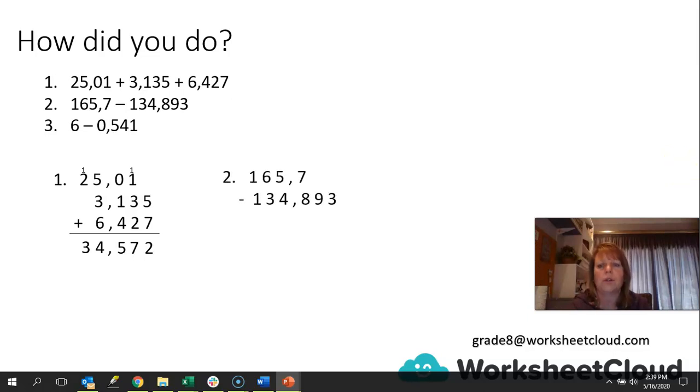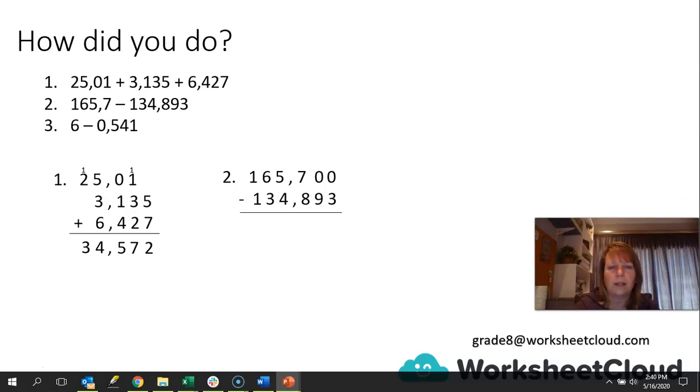Okay, let's look at number 2. We've got 165,7 minus 134,893, and I'm going to subtract now. But the first thing that we have to do is subtract this column, and there's nothing in this column. So we can now put in placeholders because we need them. Okay, so we put a naught there and we put a naught there, which means that when we borrow, we've got something to borrow to.